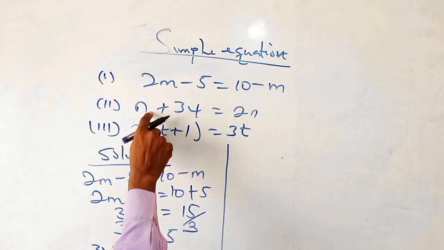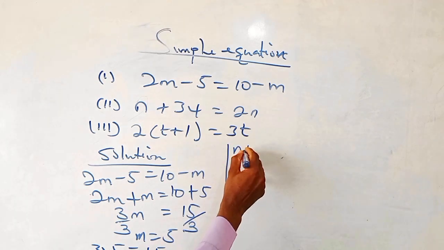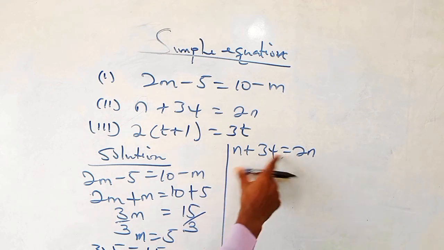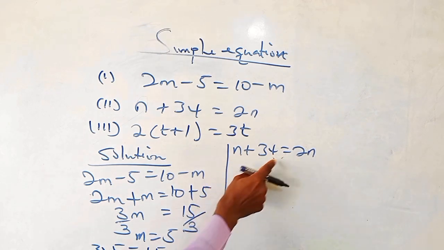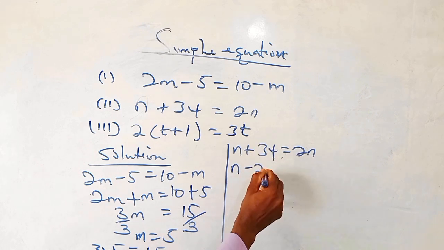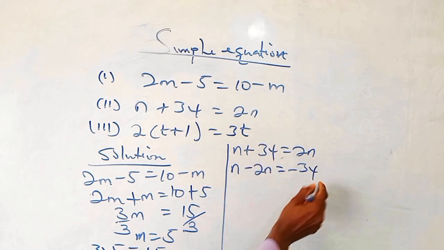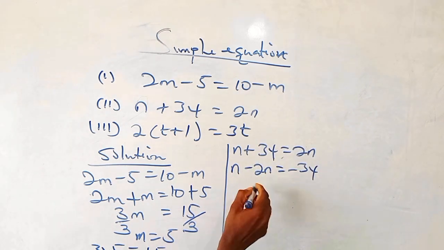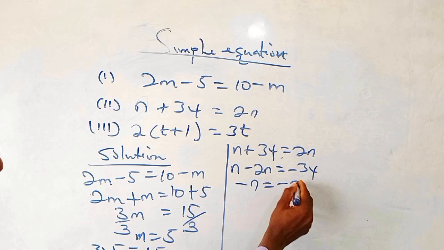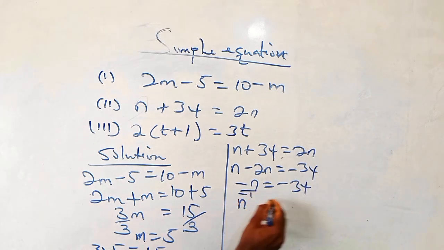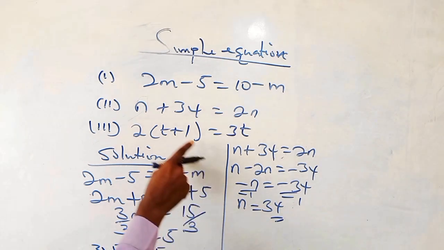For question 2, we have n plus 34 equals 2n. We bring the like terms together by collecting them. So we have n minus 2n equals minus 34, because this comes to the other side of the equation. For n minus 2n, we have minus n equals minus 34. To make n stand on its own, we divide both sides by minus 1. So n equals 34, and that is the value of n.